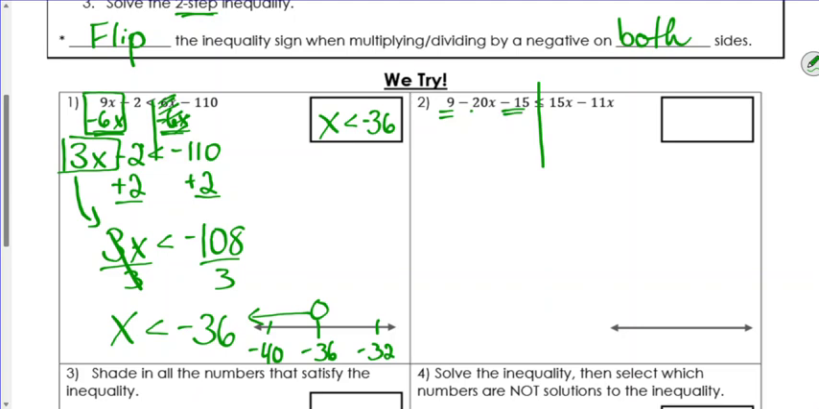The negative 20x is just going to come down. 9 minus 15 is negative 6, so I'm going to write that as minus 6 in my next step. I can also combine the stuff on the right side. So I'm not moving stuff between sides, I'm just simplifying the stuff on the left separately from the stuff on the right. There I'm just going to subtract 15 minus 11 is 4, that becomes 4x.